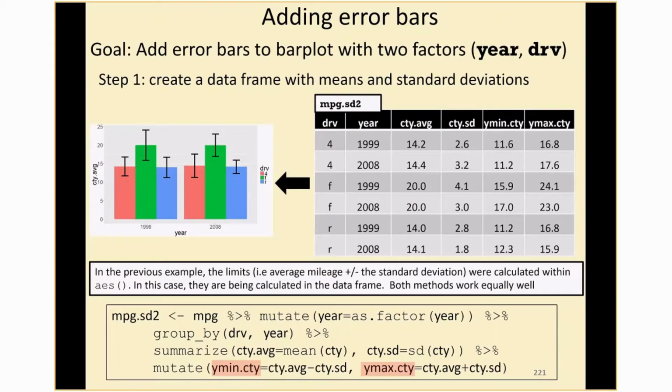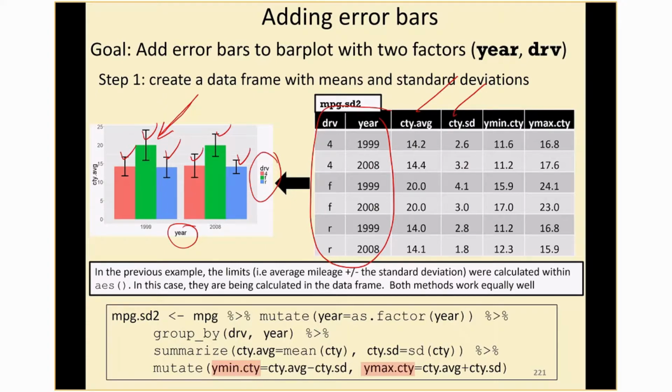So now we're going to do something a little bit more complicated. We're going to make a plot that has 3 different drives, 2 different years, and we want to add error bars to that plot. So as before, we'll need a summary data frame. We'll need the 6 different combinations, because we've got these 6 different points here corresponding to 3 drives and 2 years. And then we'll need a series of summary statistics, the average city mileage and the standard deviation of city mileage.